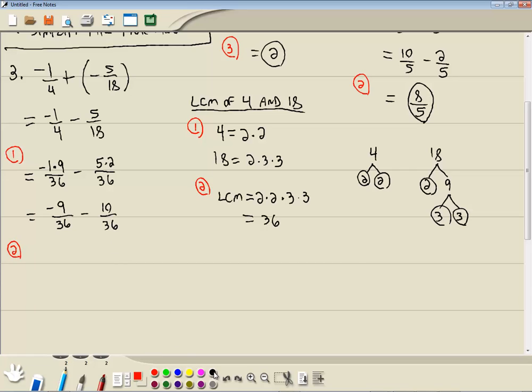Step 2. Add or subtract the top parts. We got negative 9 and negative 10. That gives us negative 19 over 36. Now our third step would be to simplify this fraction, but 19 looks prime, so we can't do anything with that. That would be your answer.